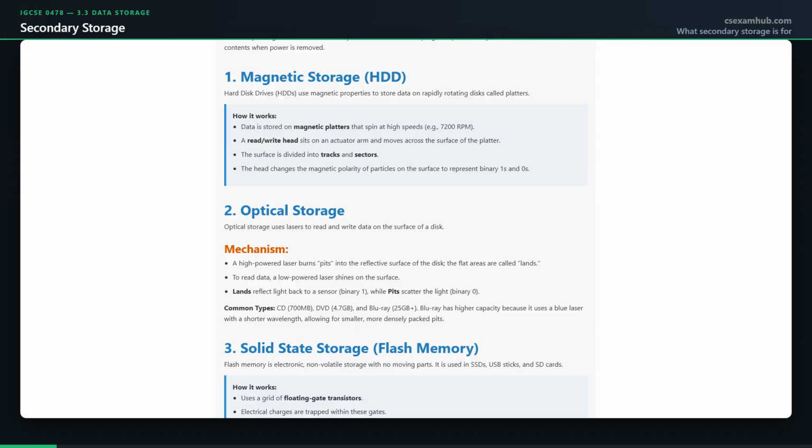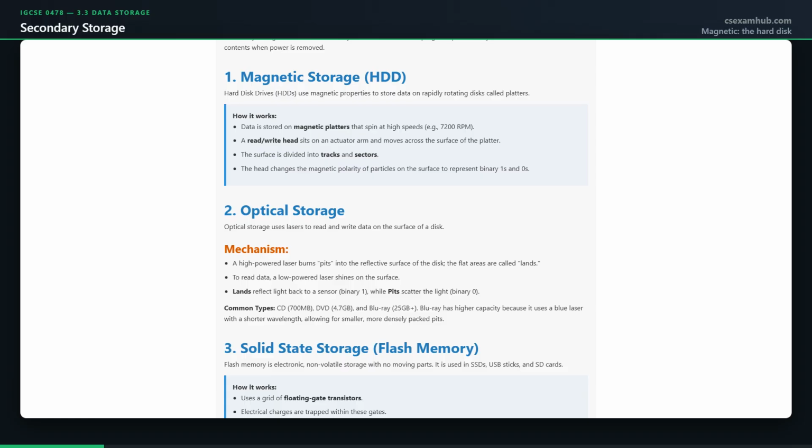There are 3 technologies on the syllabus, and what makes them different is the physical thing being changed to record a bit. Magnetic storage changes magnetism. Optical storage changes how a surface reflects light. Solid-state storage traps an electrical charge. Every difference in speed, durability, and cost follows from those 3 physical facts, so it is worth knowing the mechanism rather than just the list.